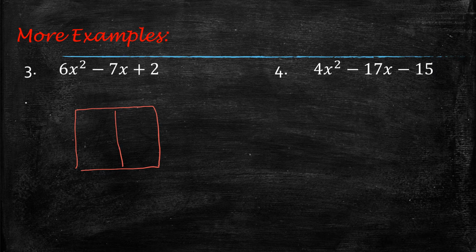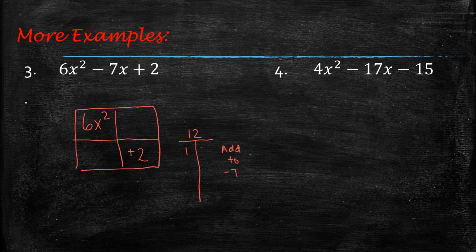Your box in the first position is going to go your first term. In the last position is your last term. Go ahead and multiply those coefficients together. 6 times 2 is 12. So that's going to be our AC chart. We're looking for factors that add up to the B term, which is -7.